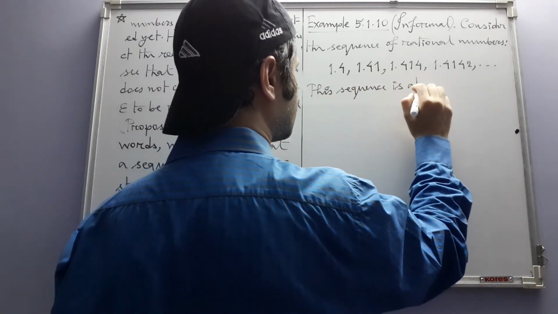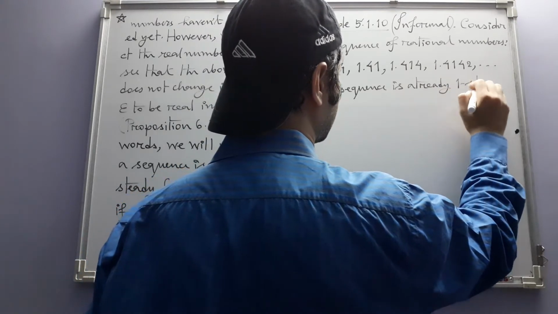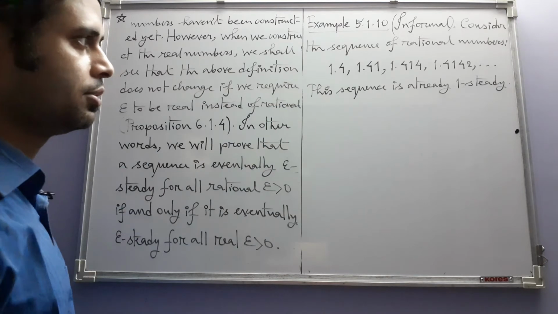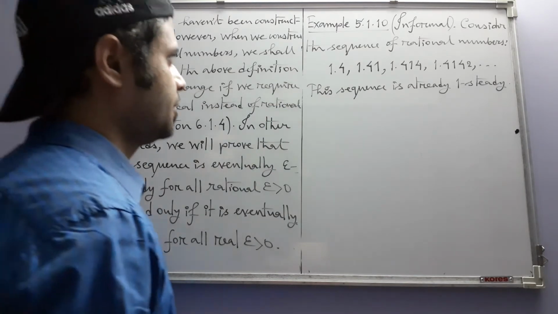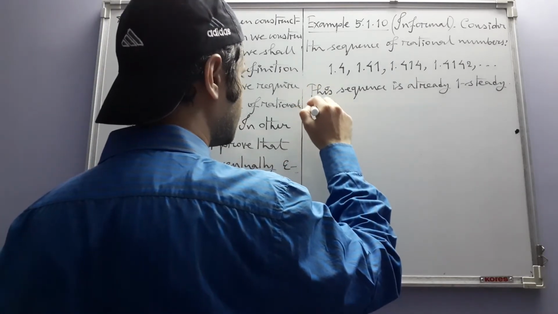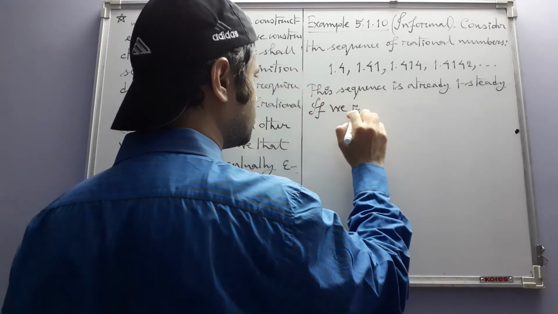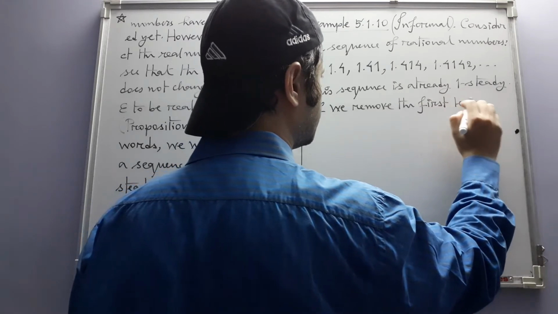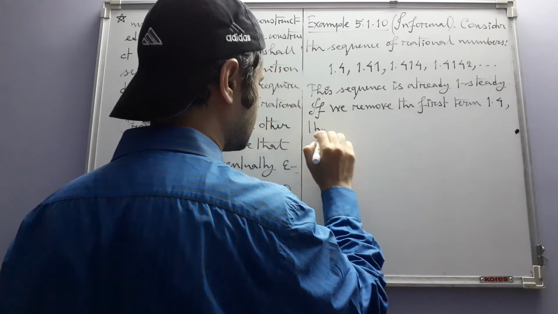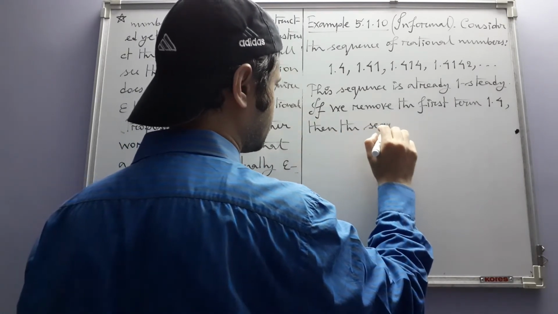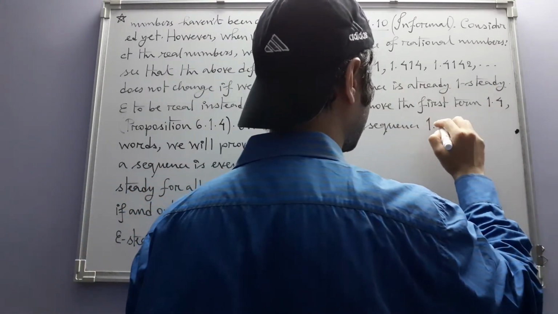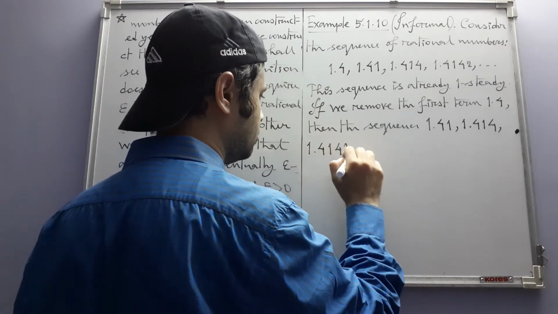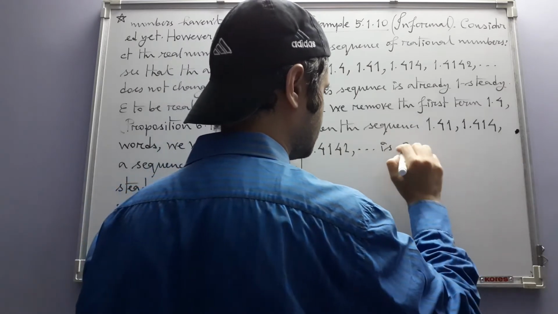This sequence is already one steady. You can verify that the distances between any two terms that you can see here in front of you, all of them are less than or equal to 1. In fact, all of them are strictly less than 1. If we remove the first term 1.4, then the sequence, whatever is left, 1.41, 1.414, 1.4142, this becomes 0.1 steady.